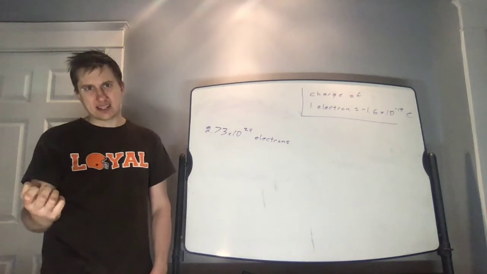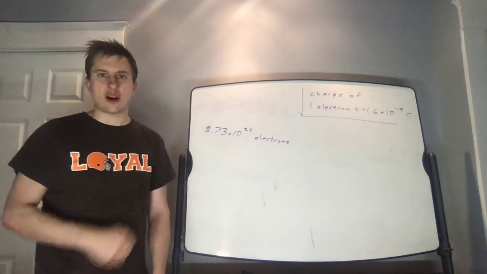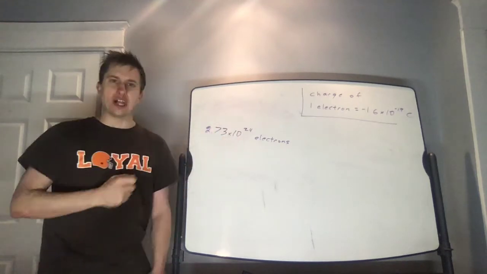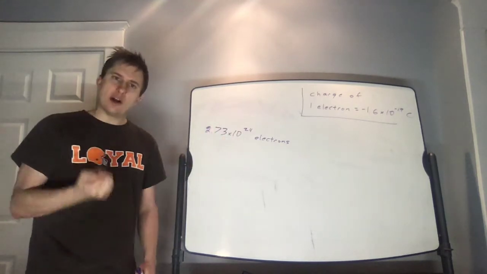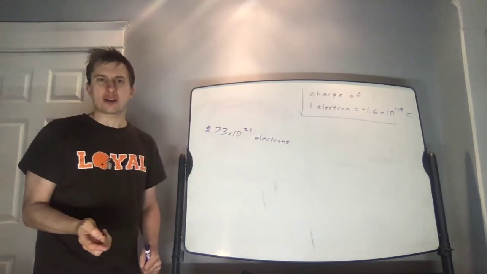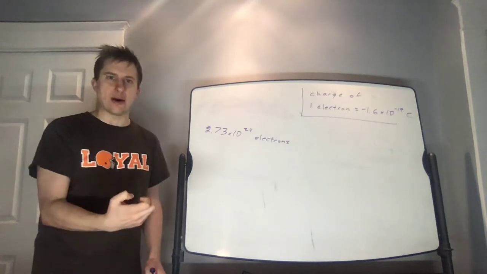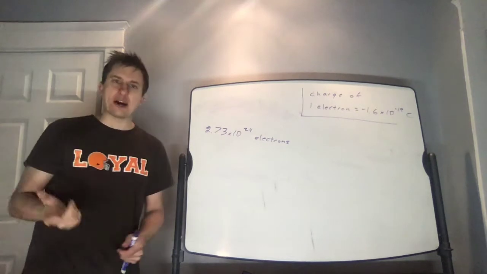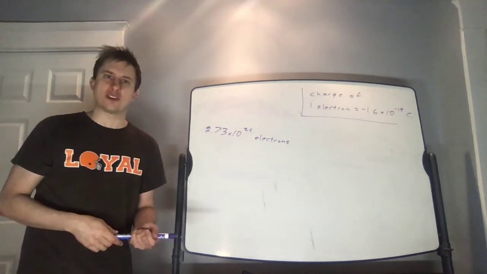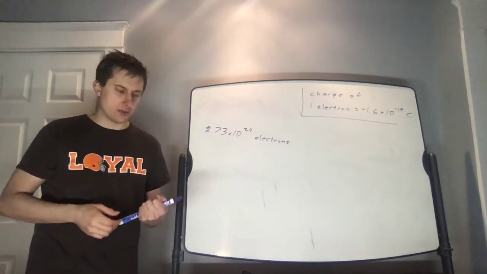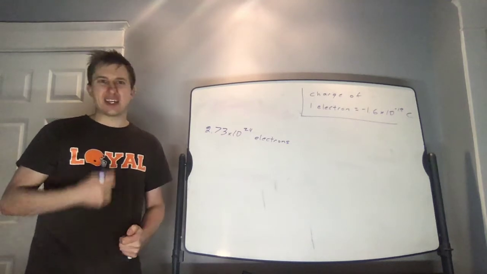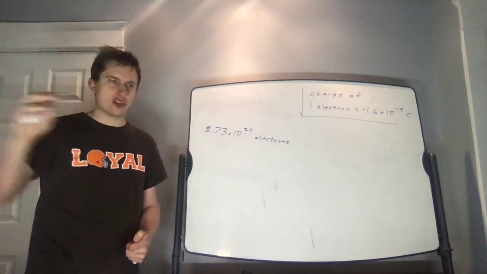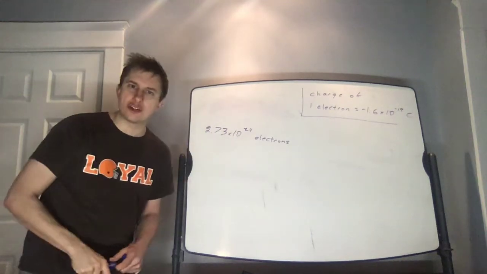Well, we could ask, if one electron has that much charge, how much charge in coulombs does this number of electrons represent? Now, one electron is a really small particle. It will have a really small amount of charge. But this is a lot of electrons. This is about 0.5% of Avogadro's number, which itself is huge. So we could set up a ratio. One electron equals this much charge. This many electrons equals that much charge.